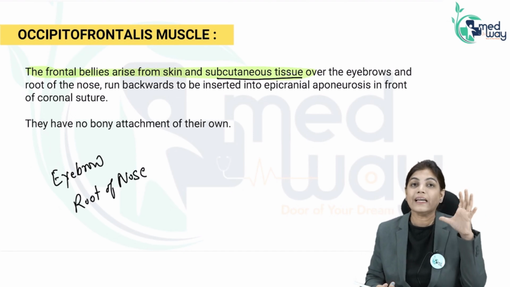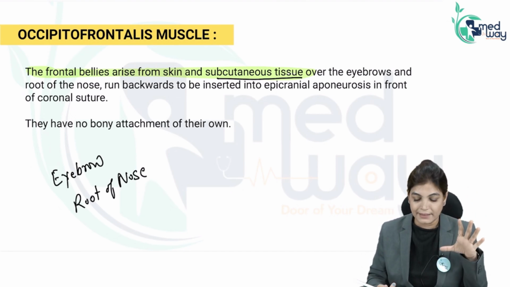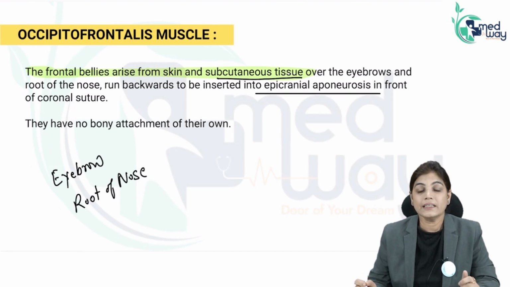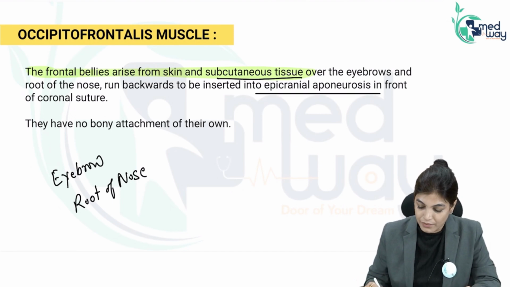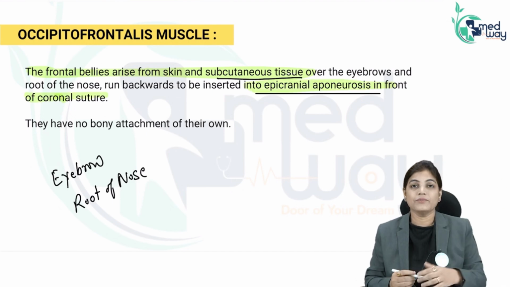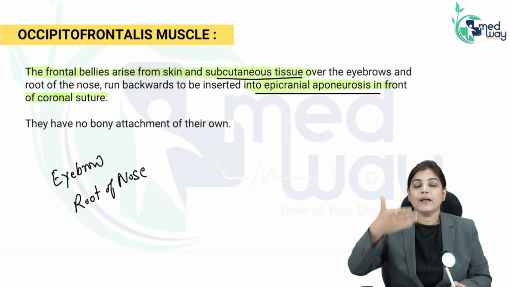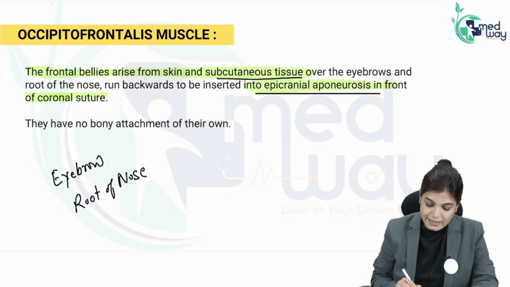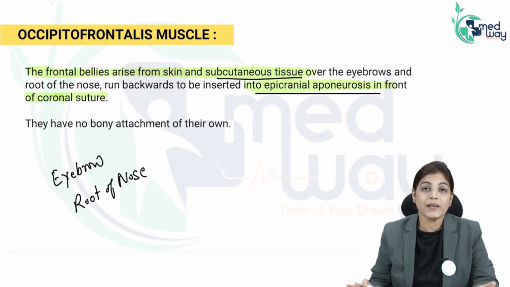It does not have any bony attachment anteriorly, and it is inserted into the epicranial aponeurosis, which lies in front of the coronal suture in the skull. In the midline, we have the sagittal suture and the coronal suture. So it merges with the epicranial aponeurosis. It has no bony attachment. It is very important to highlight this point because this will help us understand why a black eye occurs, and there is a clinical aspect related to this.